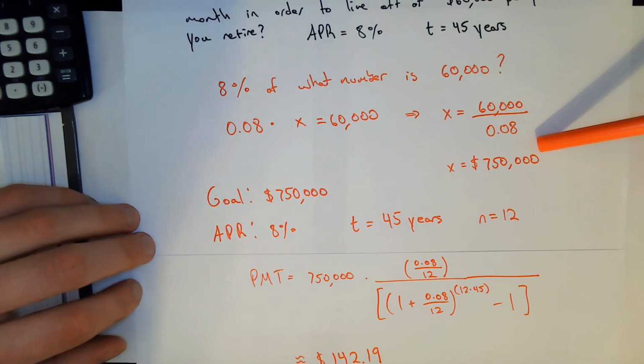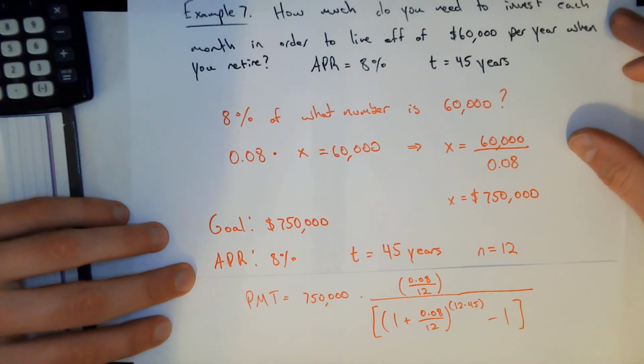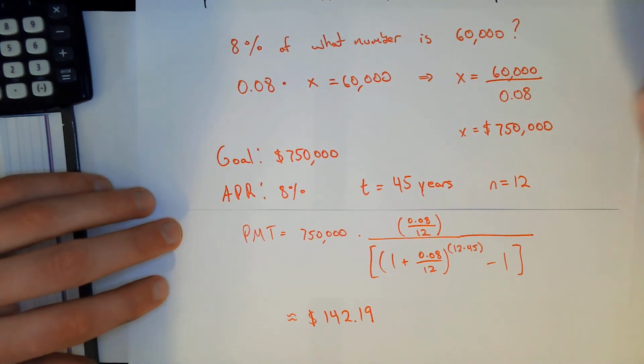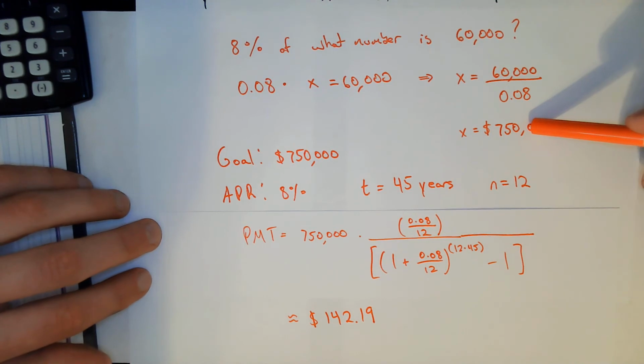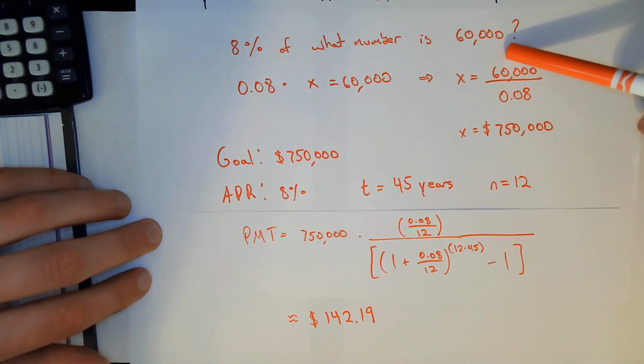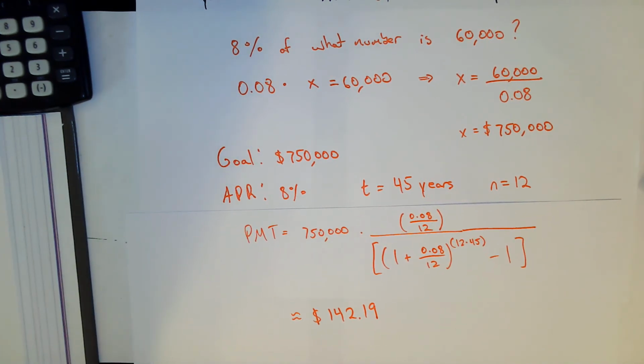So you could buy a house or something, a really nice house. So that's a pretty interesting problem, looking at how much you need to have in the bank to be able to live off of some amount of interest. All right.